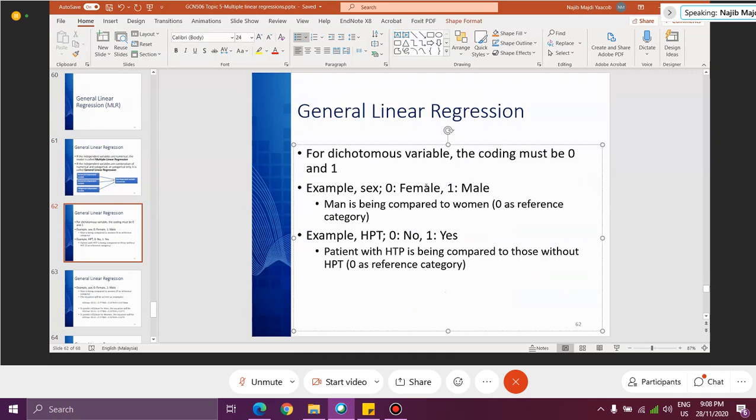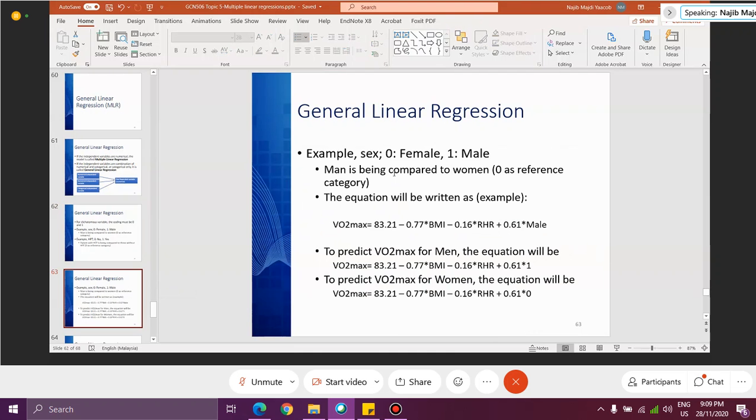If you want to do analysis for female compared to male, then the coding needs to be 0 for male, 1 for female. For hypertension, for example, 0 is no hypertension, 1 is with hypertension. In your analysis, it means you are comparing patients with hypertension to those without hypertension. The 0 is the reference group. So for a dichotomous variable, it is not much of a problem.